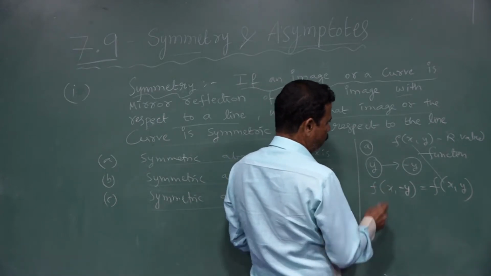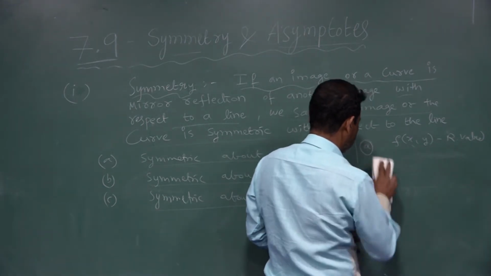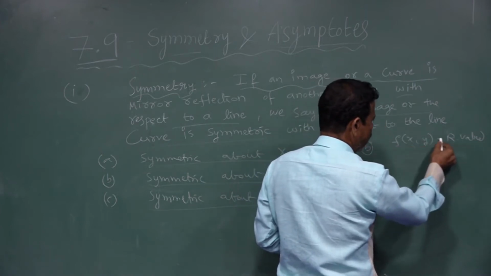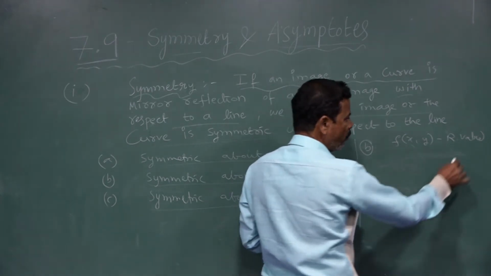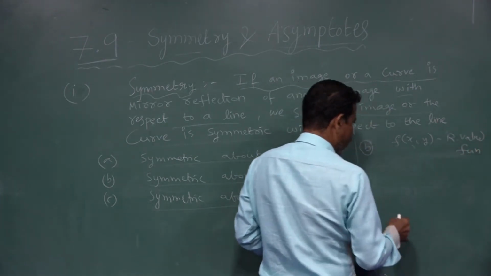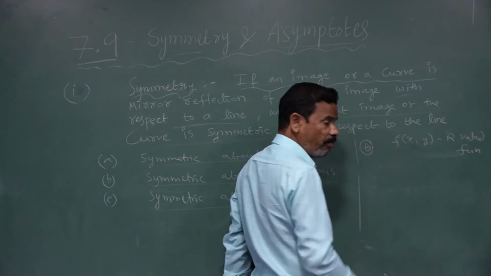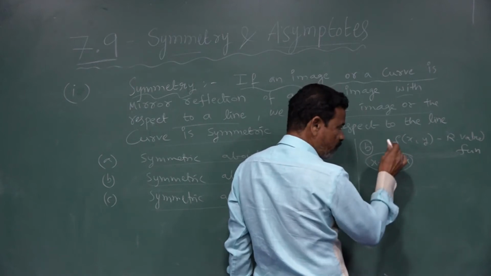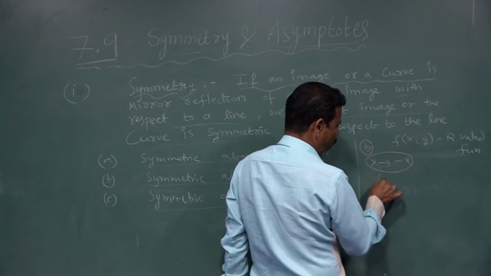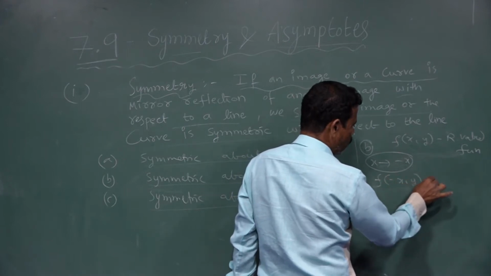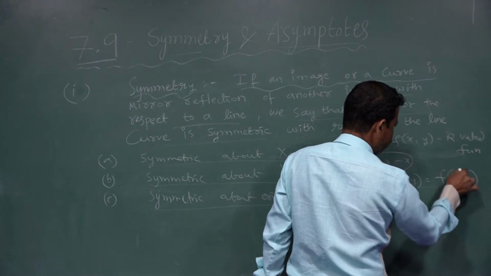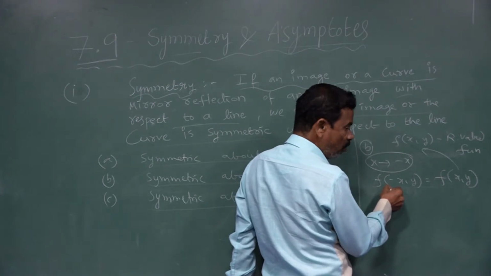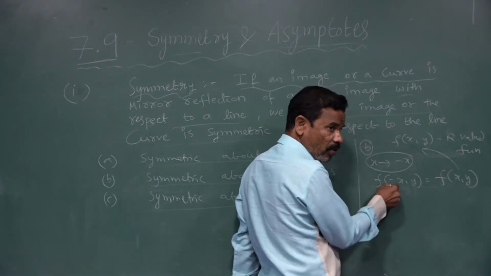And second, B. This is also similar to that. f of x comma y is a real valued function. Instead of x, what do we substitute? Minus x. Then the function does not change. f of minus x comma y is equal to f of x comma y. The same function will appear here. Then it is symmetric about y-axis.